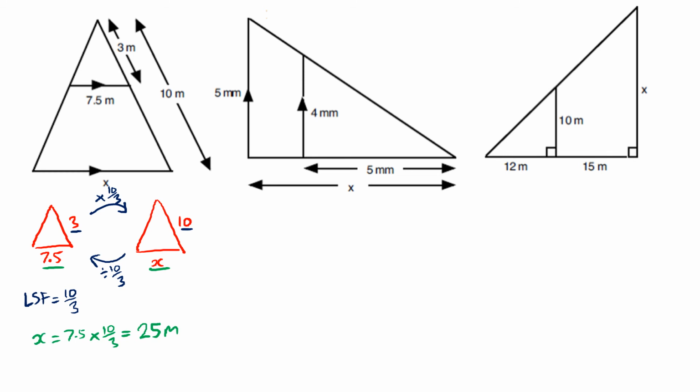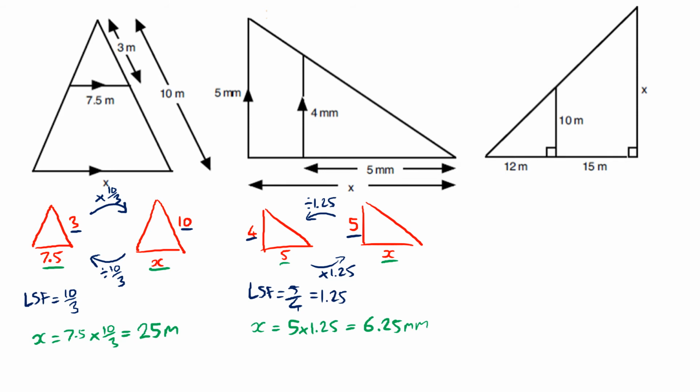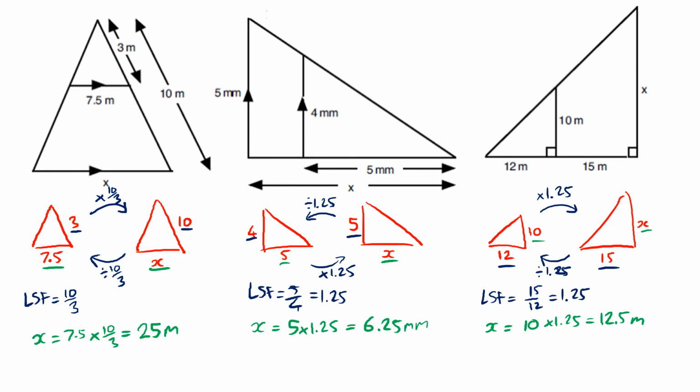Okay, on to the second one. Okay, that felt a little bit more straightforward to me. Don't forget your units are millimeters. And then third one. Yeah, it's another 1.25, and we got 12.5 meters this time for our x. Okay, 3 more of the same.